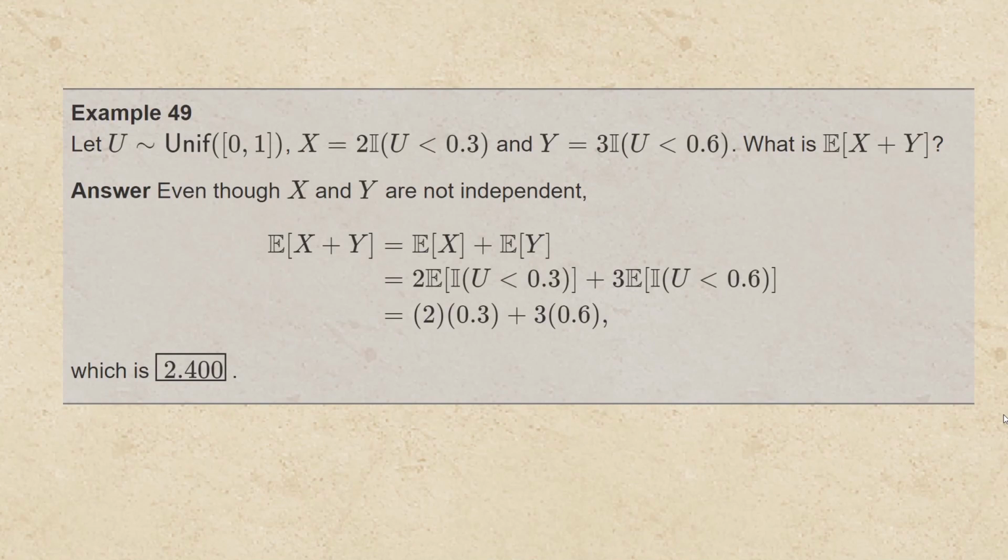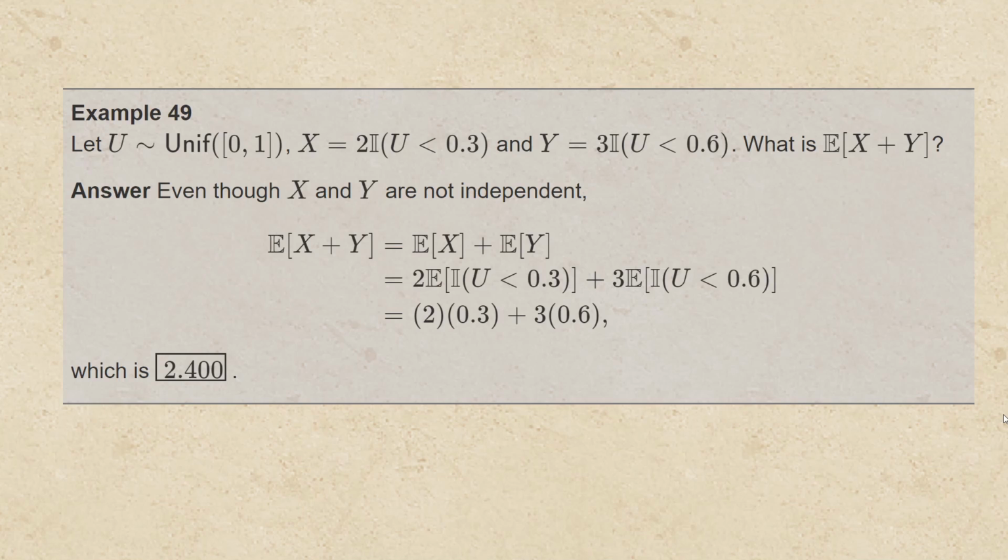Here's another example. Let u be uniform over the interval from 0 to 1, so u is a standard uniform. X is 2 times the indicator that u is less than 0.3, and y is 3 times the indicator that u is less than 0.6. What is the mean of x plus y?